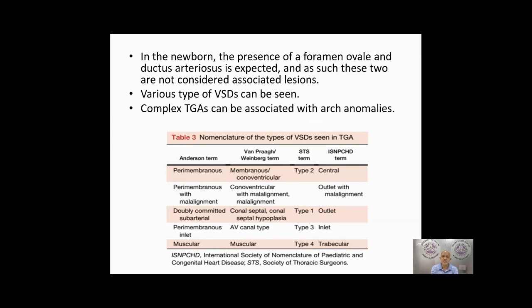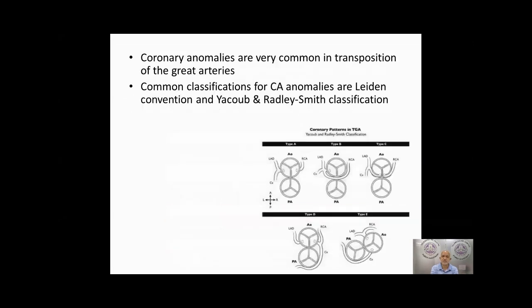Various types of VSD have been described, and complex TGA can be associated with arch anomalies, while a simple perimembranous VSD, doubly committed subarterial VSD, inlet or muscular VSD, various VSDs have been described, and quite commonly there is a large VSD. The large VSD allows good mixing in such patients.